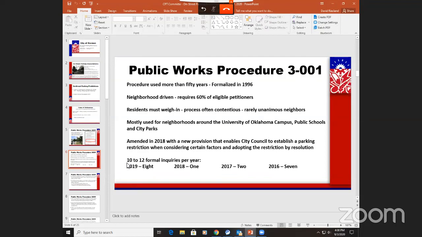This particular procedure was formalized in 1996, but it's really been around for more than 50 years. It's a neighborhood-driven process and requires 60% of eligible petitioners. Residents must weigh in. The process can often be contentious between neighbors. There's rarely a situation where it's unanimous on the street to restrict all the parking unless you have a single owner. Again, it's mostly used in the neighborhoods around OU's campus, public schools, and city parks. The procedure was amended in 2018 to allow council the authorization to establish parking restrictions when considering certain factors, adopting the restriction by resolution. Normally, we have 10 to 12 formal inquiries per year. That varies wildly, as you see below. In 2019, we had 8, 1 in 18, 2 in 17, 7 in 16.